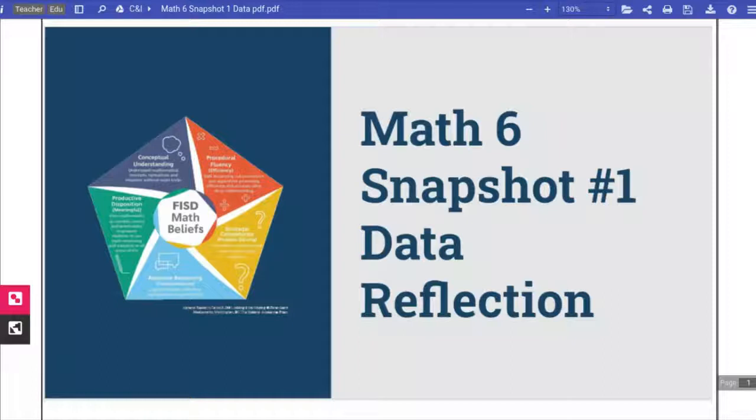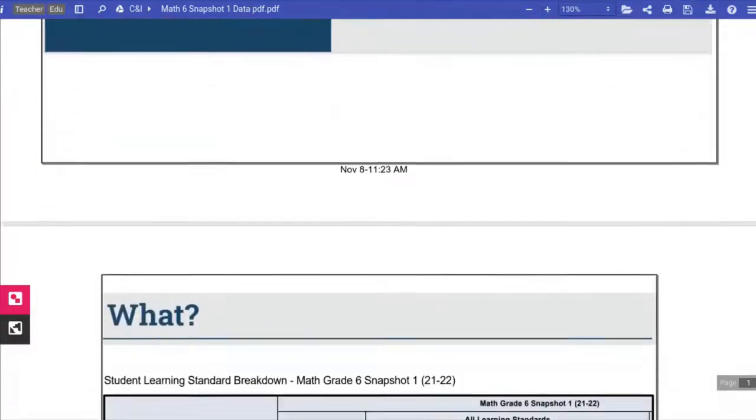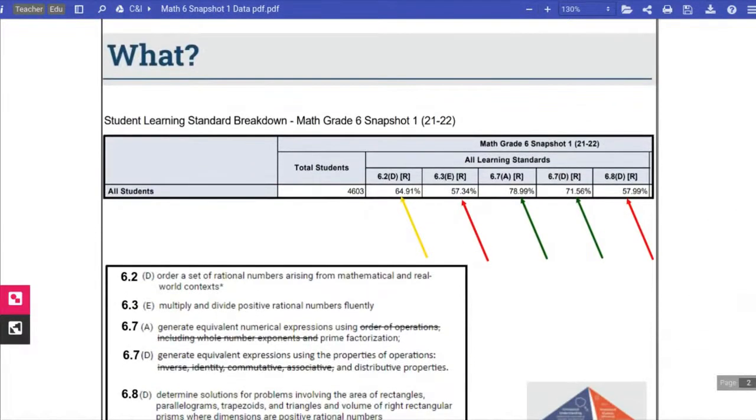All right, guys, we're going to go through the goals of Math 6 Snapshot 1 data reflection. We're going to use the same protocol that you will use on campus. All right, so let's talk about the what.